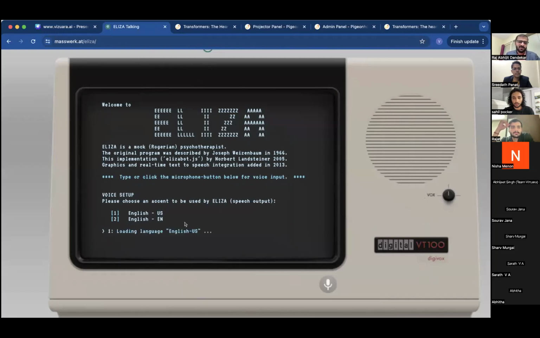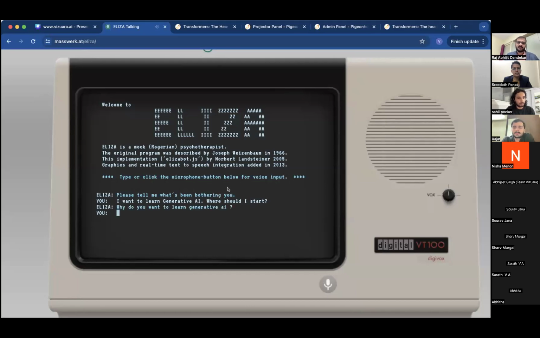So I've chosen the language to be English right now. Eliza says, please tell me what's been bothering you. And then I say, I want to learn generative AI. Where should I start? Eliza asks, why do you want to learn generative AI? Then I say, because I want a job. Then Eliza says, what if you never got a job?